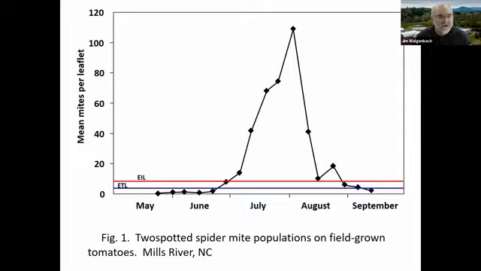Below that, we usually set the economic threshold to be a little bit below that economic injury level to give the grower time to react before that population exceeds the economic injury level. And that can range anywhere from about 2 to 4 mites per leaflet. So once you get 10 mites per leaflet or more, you really probably need to think about putting something on to control it.